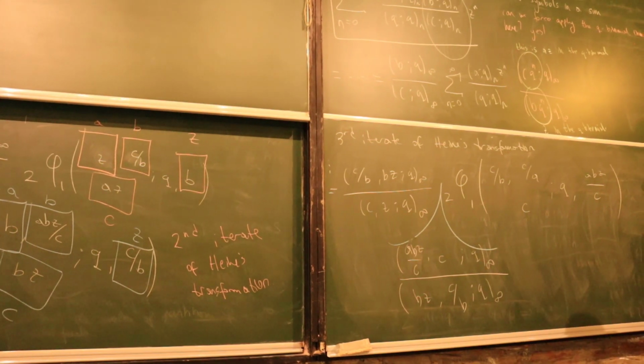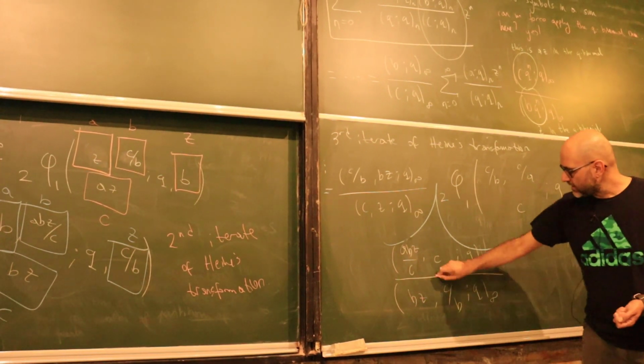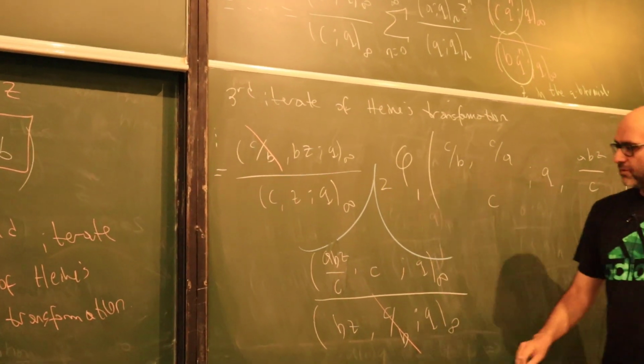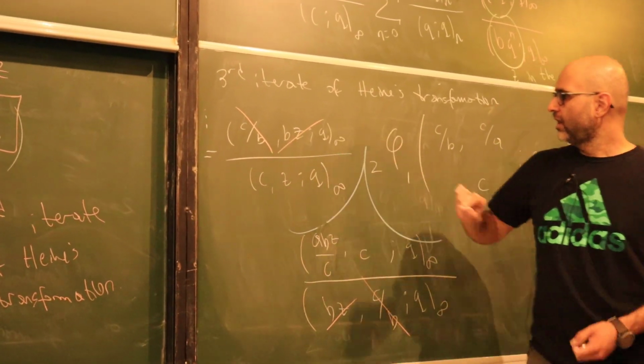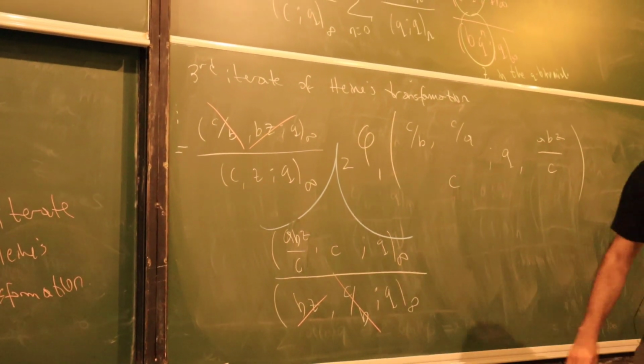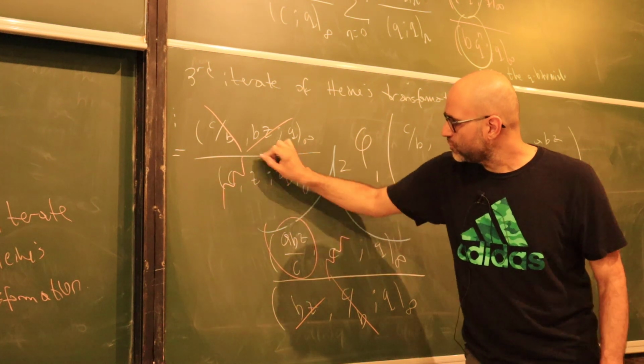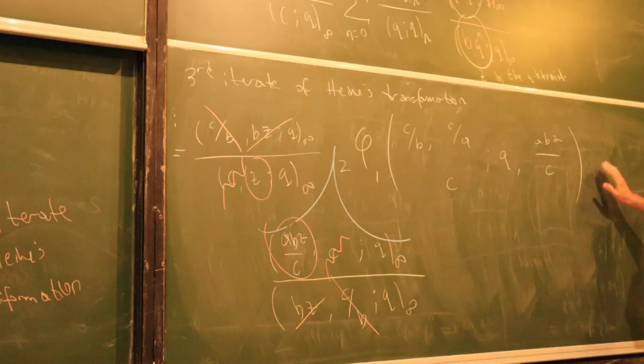Okay. Now there are a bunch of cancellations again. C divided by B is gone. What else? B times z is gone. What else? C is gone. And this one stays, that one stays.